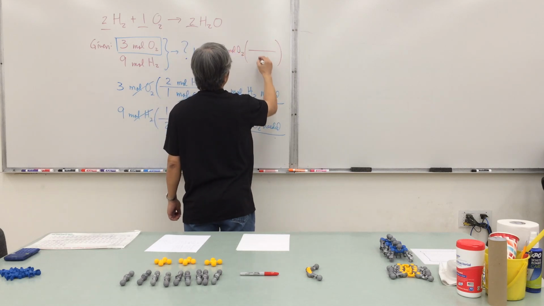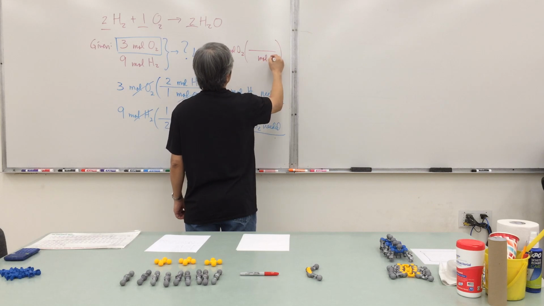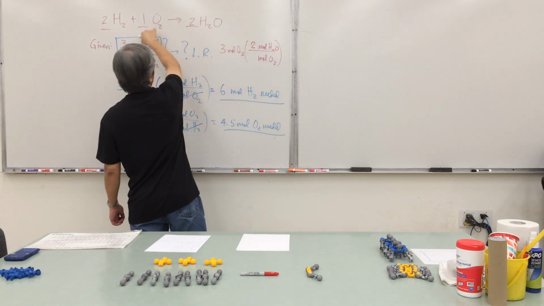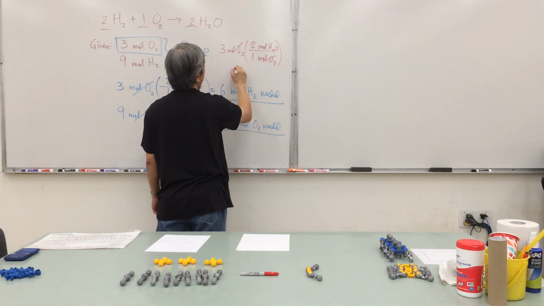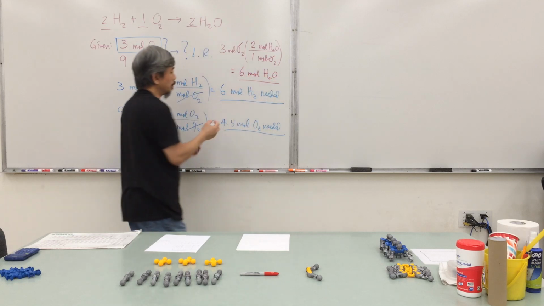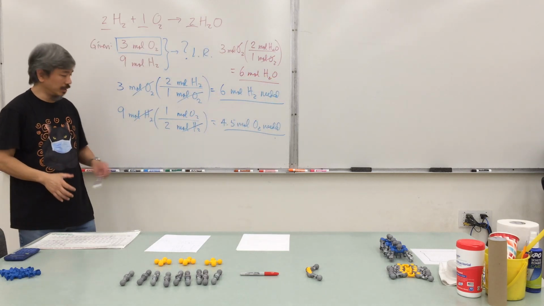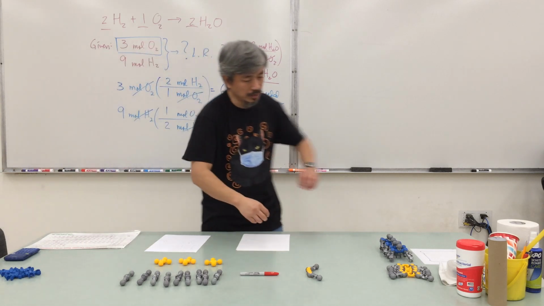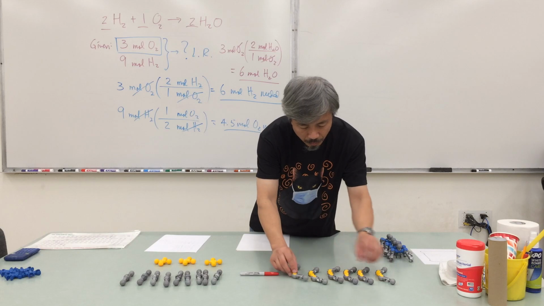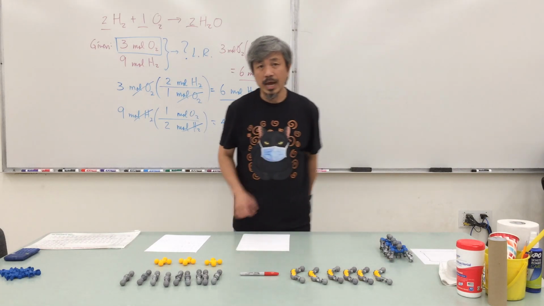I go ahead and do the conversion, from moles of O2 to moles of H2O. In this case, there's a 2 in front here and a 1 in front there. That goes away, and that gives me 6 moles of water produced from this reaction. So now you have 1, 2, 3, 4, 5, 6 moles of water being produced, but here's the catch.